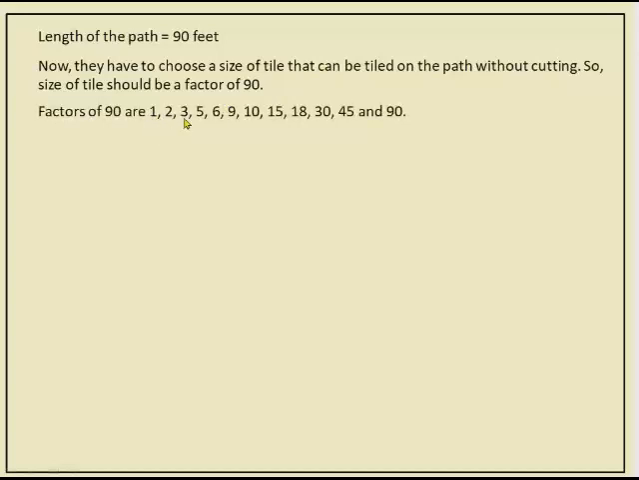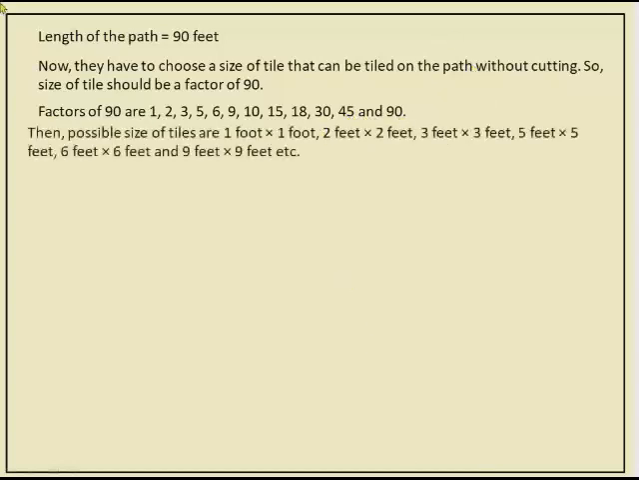Next 2, 3, 5, 6, 9, 10. Divide everything by these numbers and see. If the remainder is 0, then only it is a factor. 15, 18, 30, 45 and 90. So all these are the factors of 90. Then what are the possible sizes of tiles? What all tiles can you lay?